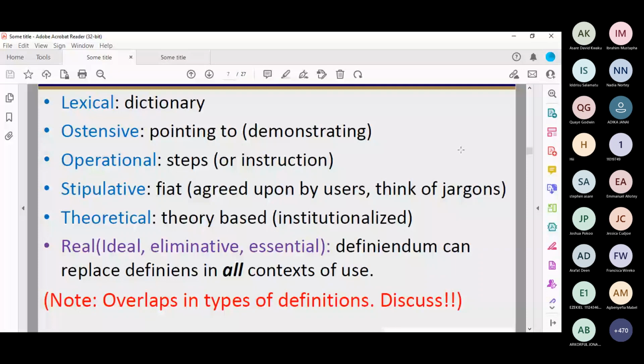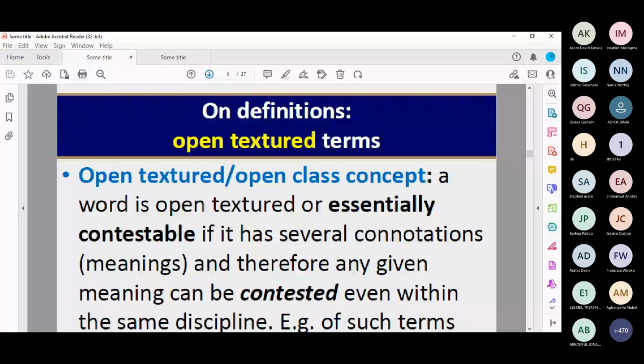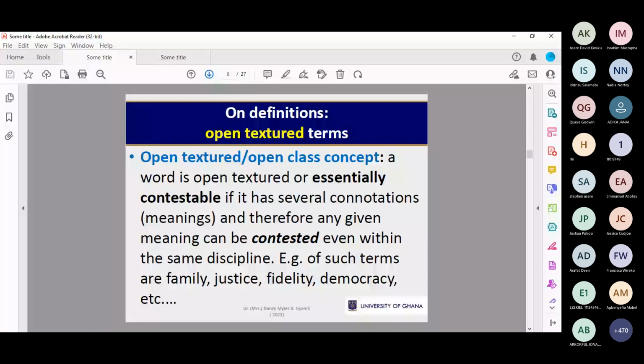Okay, so now that you have a fair idea of which type of definition we call real, let's look at the next slide and apply them. I told you that a bachelor is an unmarried adult male, a sister is a female sibling, water is all these terms are open class concepts. Look on my screen now. They are open textured terms. The essence of those terms can be contested. What they mean really, that's their essence.